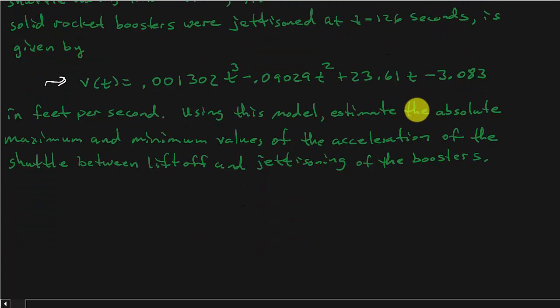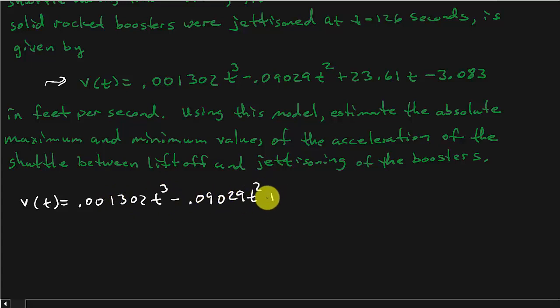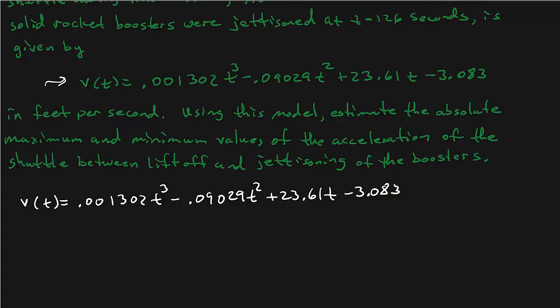There we go. All right, so let's look. So let's write our function down. V of t equals 0.001302 t cubed minus 0.09029 t squared plus 23.61 t minus 3.083. All right, so we've got the velocity written down.